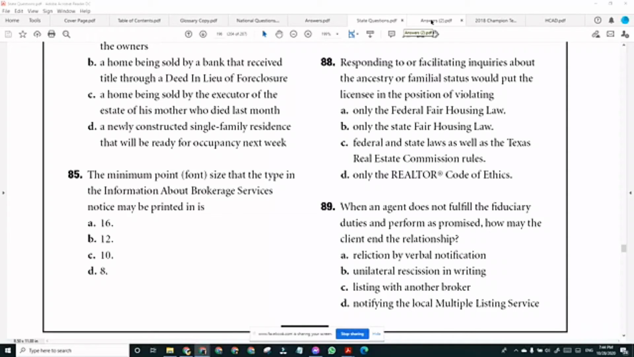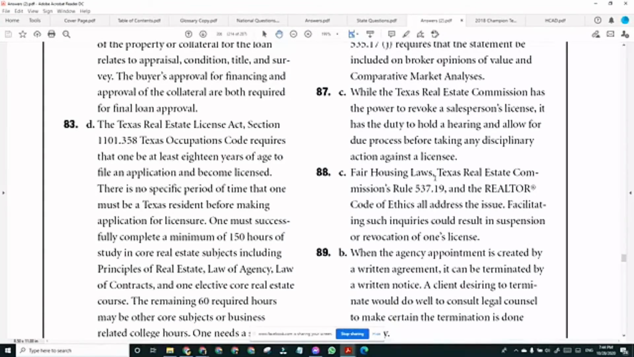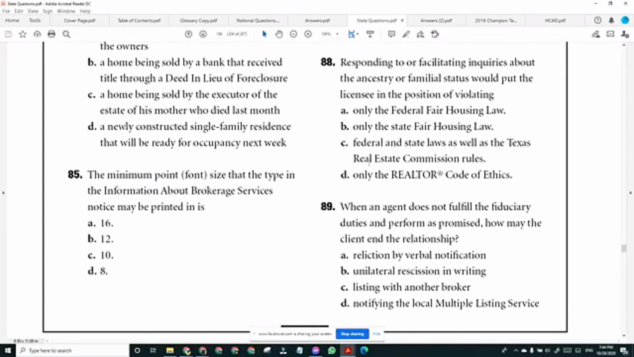So 88, takers. 88C, Fair Housing Laws, Texas Real Estate Commission, and the Realtor Code of Ethics all address the issue. Okay? Federal, state laws, as well as the Texas Real Estate Commission rules.